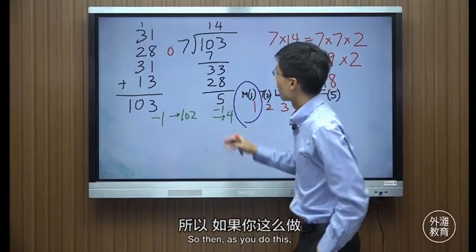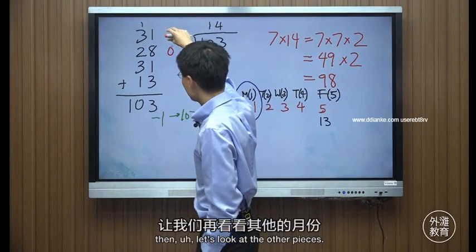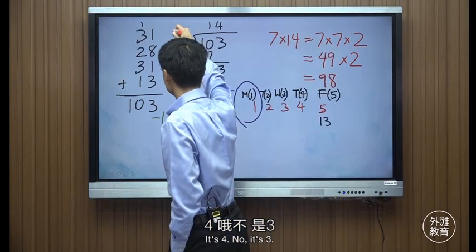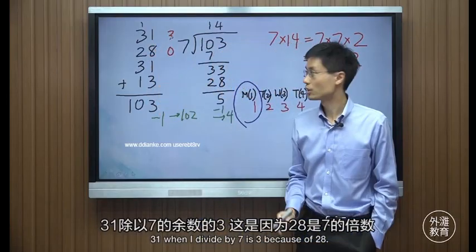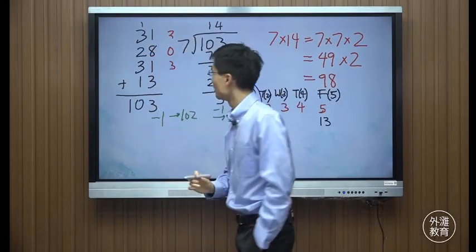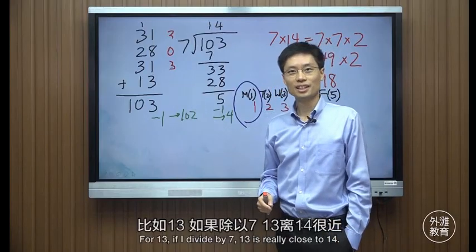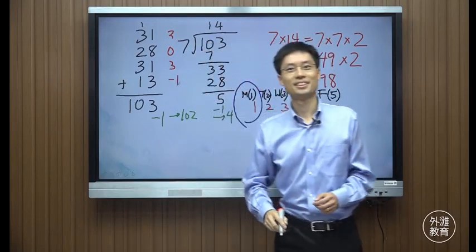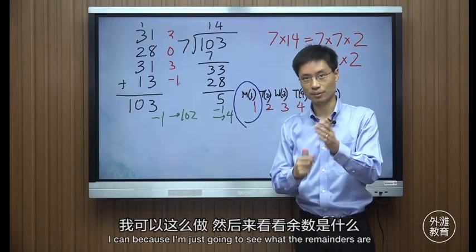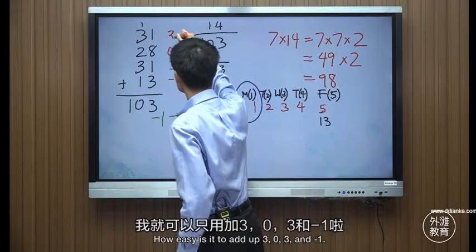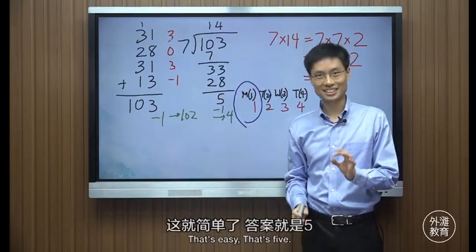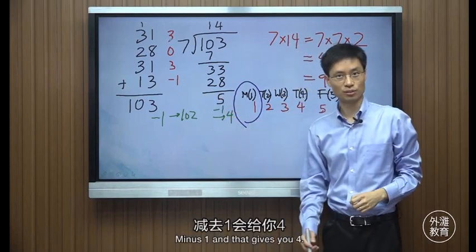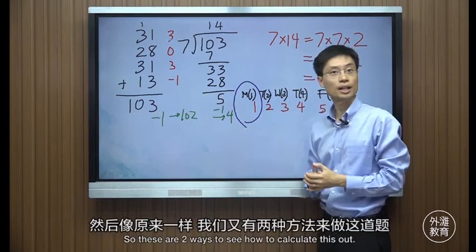So then, as you do this, let's look at the other pieces. 31. What is 31 when I divide by 7? It's 4. No, it's 3. 31 when I divide by 7 is 3 because of 28. And here's another 3. And actually, I'll show you another trick. For 13, if I divide by 7, 13 is really close to 14. I'm going to call that -1. I can, because I'm just going to see what the remainders are when I divide by 7. How easy is it to add up 3, 0, 3, and -1? That's easy. That's 5, which is actually what we have exactly here. The -1 at the end gives you 4. So these are 2 ways to see how to calculate this out.